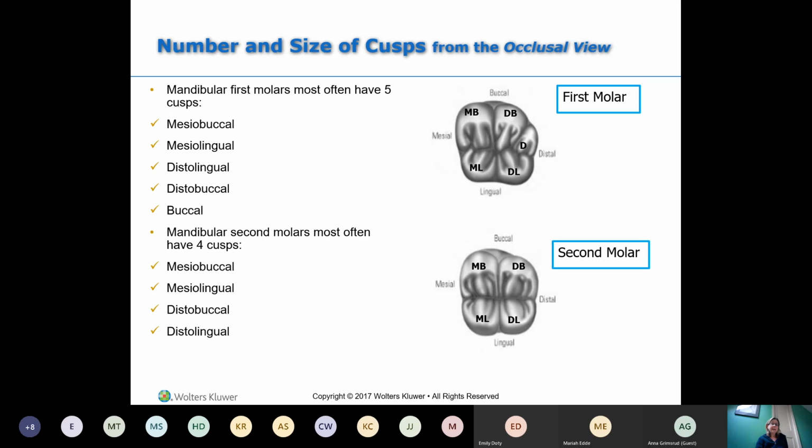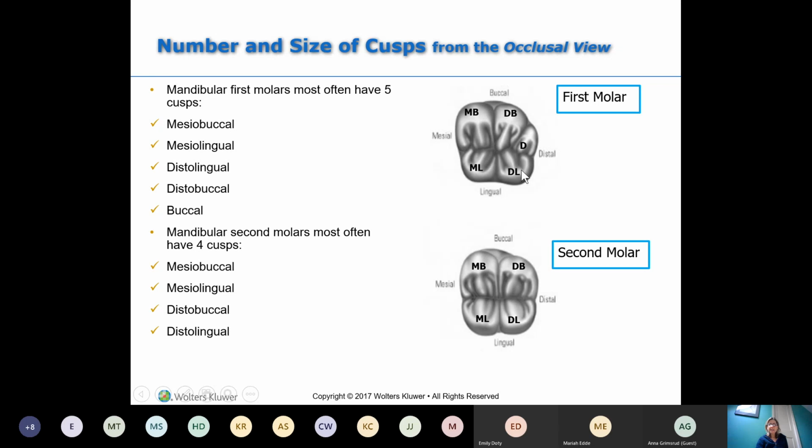So now we're going to go back to the cusps. This is where I jumped the gun and I was talking cusps when we were still on roots. Your mandibular first molars have five cusps. The mesiobuccal is the biggest, then the mesiolingual, the distolingual, the distobuccal, and then the distal. And these are them right here in this picture. So we've got your mesiobuccal, which is your biggest, then your mesiolingual comes next, then your distolingual, then your distobuccal, and then your itty bitty distal.